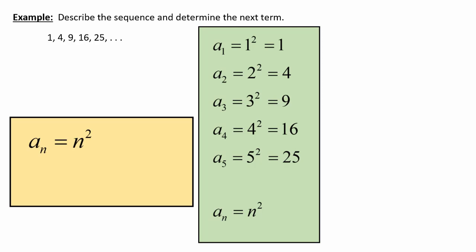Let's say we want to figure out then the 10th term. So we use this formula, and now we want a sub 10, the 10th term in the sequence. So a sub 10 would be 10 squared, and 10 squared is 100. The 10th term of the sequence is 100.